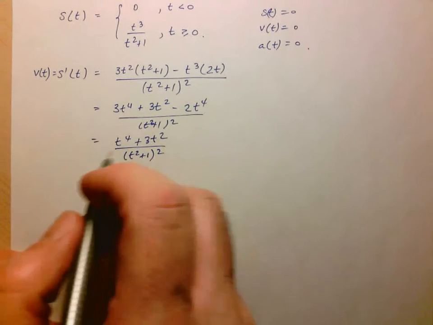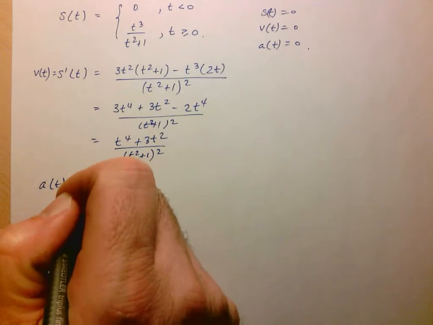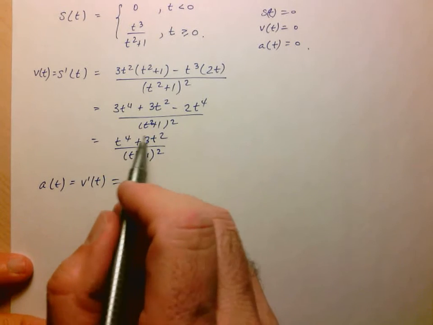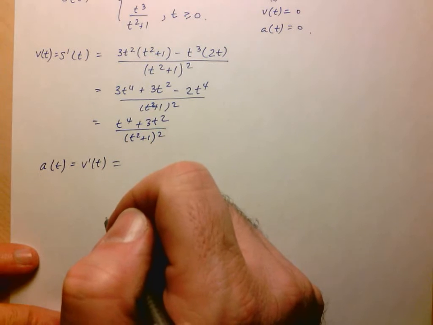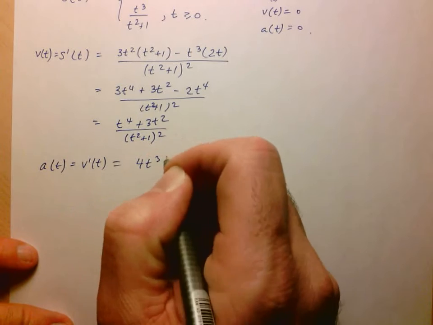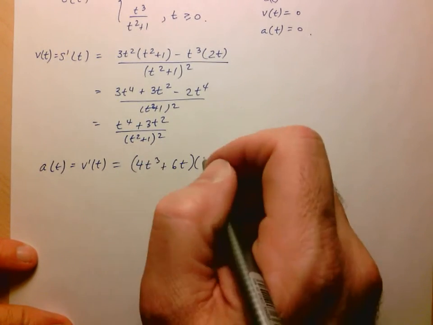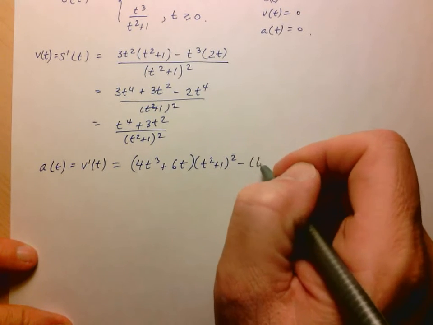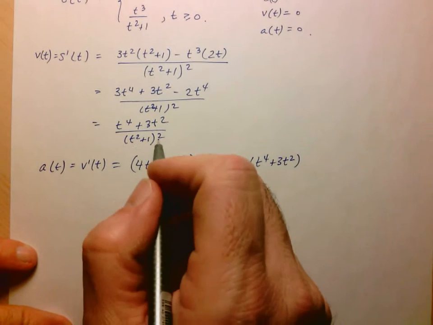We've got the velocity function, which I think we might even need in part B anyways. But of course we do need it to find the acceleration function, which is just the derivative of the velocity function. So good thing we simplified this, because now this is again just another quotient rule problem, just a little more complicated. So derivative of the numerator is 4t cubed plus 6t, times the denominator function, which is t squared plus 1 squared, minus the numerator function, t to the 4th plus 3t squared, times the derivative of the denominator.